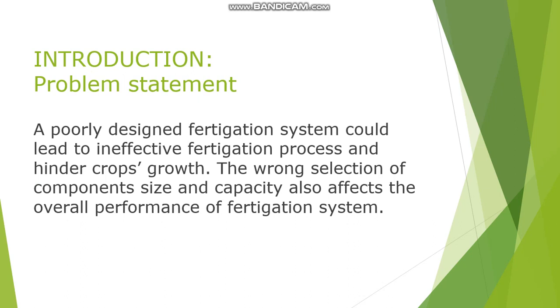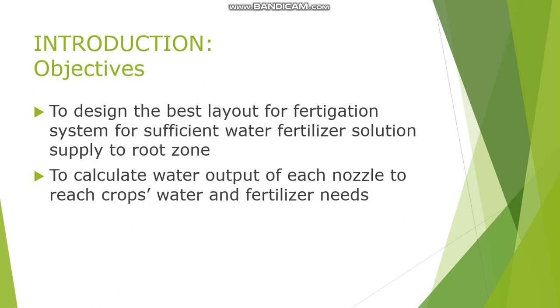The problem statement for the study is that a poorly designed fertigation system could lead to an ineffective fertigation process and hinder crop growth. The wrong selection of component size and capacity also affects the overall performance of the fertigation system. The study objective is to design the best layout for a fertigation system for sufficient water and fertilizer solution supplied to the root zone, and to calculate the water output of each nozzle to reach the crops' water and fertilizer needs.